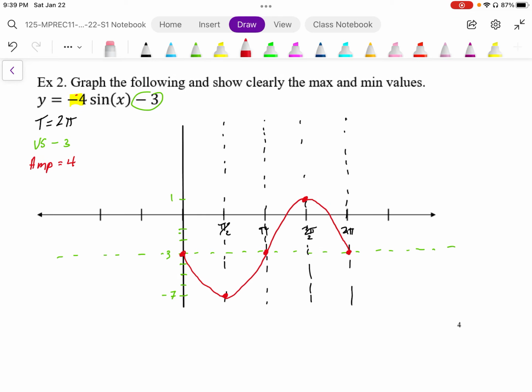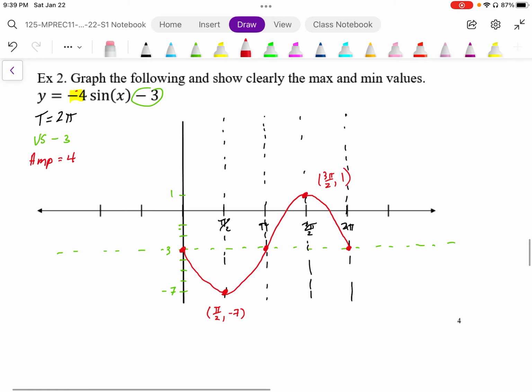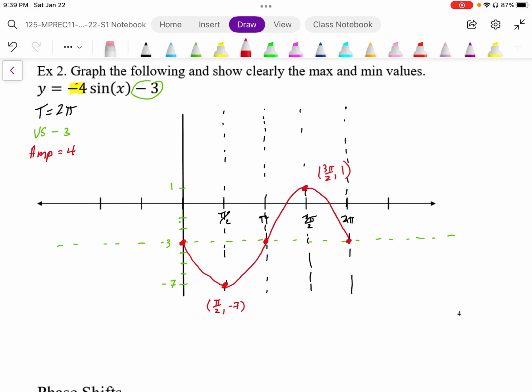And we have our reference points located here, those 5 reference points. You will have to be able to give me the coordinates of these points as well. So in this case, it's pi over 2, -7, and the max here is at 3 pi over 2 and +1. And again, I encourage you to check these graphs on your graphing tool. That gives you a good idea if these reference points match the points on the graph on your graphing tool.